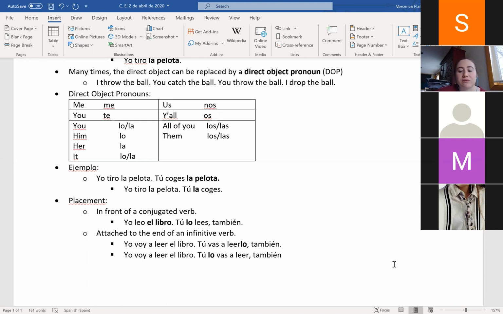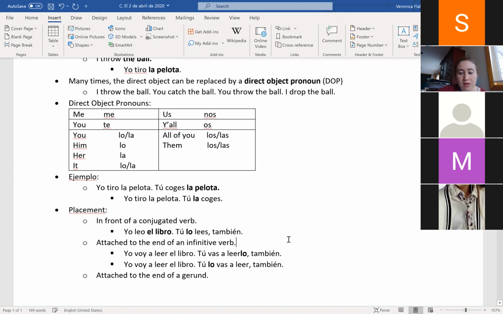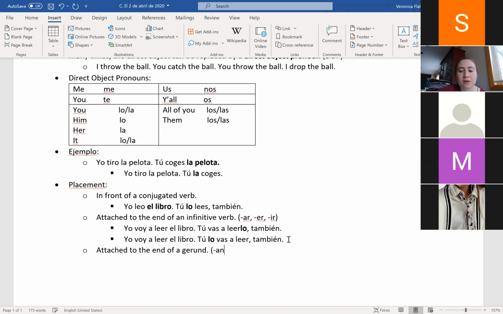So it can be attached to the end of an infinitive verb, or it can be attached to the end of a gerund. Who remembers what a gerund is? ing, like doing thing. Yep, so ing in English, and what were our two endings in Spanish? Ando and yendo. Perfect. Okay, so yo estoy leyendo el libro y tú estás leyéndolo también. I am reading the book and you are reading it too.